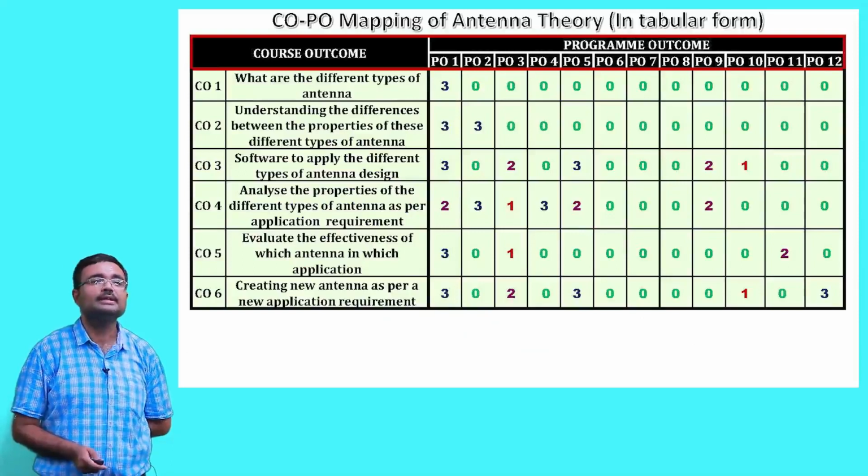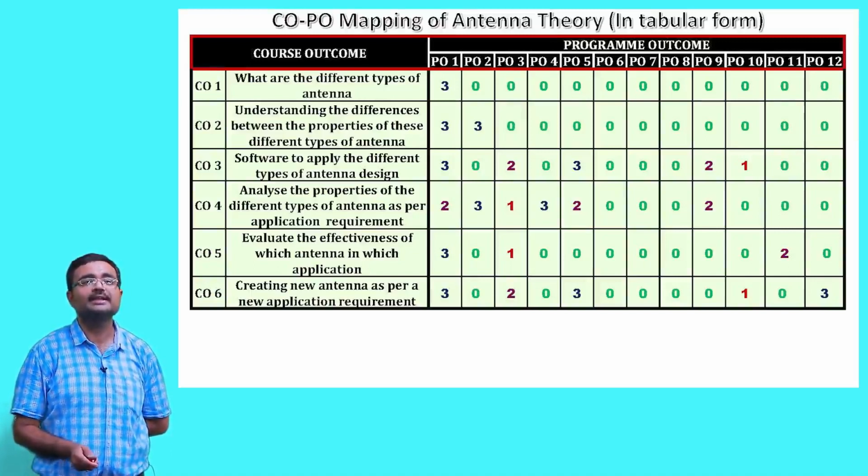I continue. If I now convert it to a box, you check out what are the different types of antenna mapped with PO1 with 3 degree of correlation, it is not mapped to anything else. CO2 mapped with PO1 with 3 degree of correlation, PO2 3 degree of correlation, but not mapped to any other POs. So, that entire match and pair thing in the previous slide has been converted into a table showing the COs being mapped to POs and what is the degree of correlation or how much related it is.